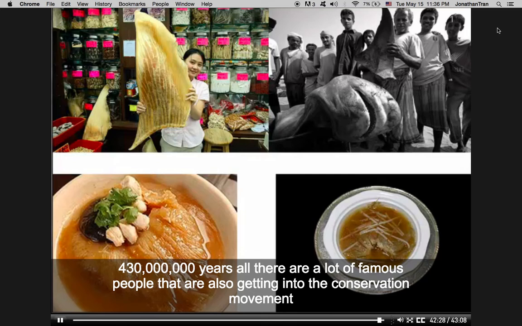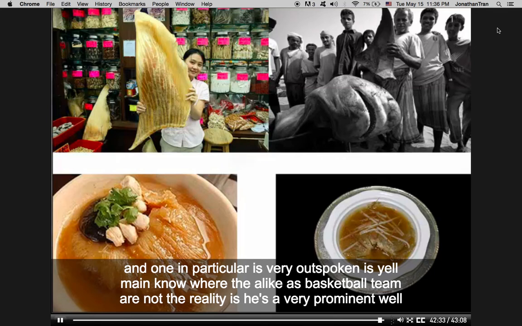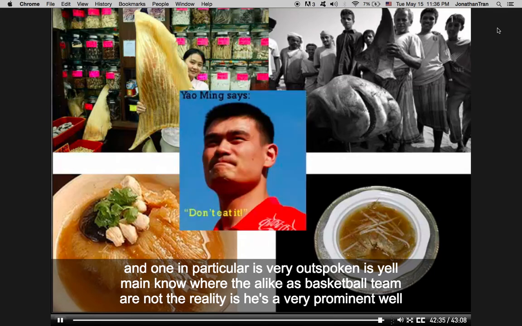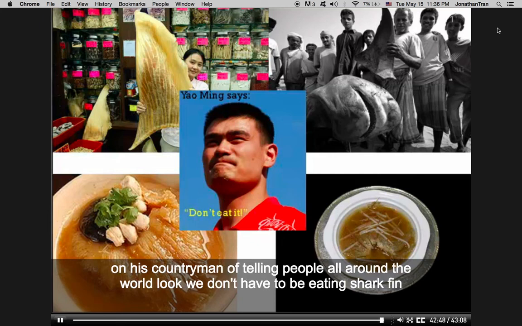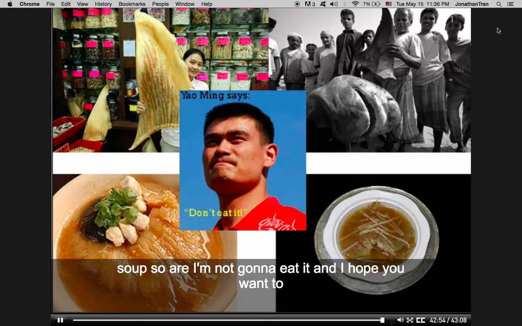There are a lot of famous people that are also getting into the conservation movement, and one in particular who's very outspoken is Yao Ming. Now, whether you like his basketball team or not, the reality is he's a very prominent, well-respected Chinese man who is out on a limb essentially telling his countrymen, telling people all around the world, look, we don't have to be eating shark fin soup. So I'm not going to eat it, and I hope you won't too.